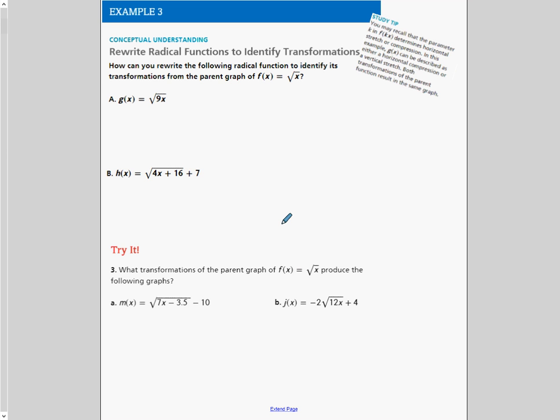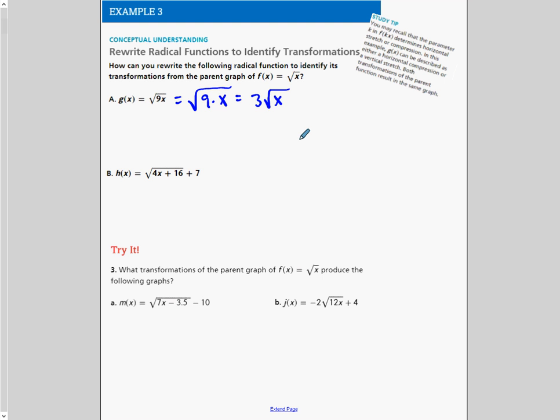All right, in example 3, it says to rewrite radical functions to identify transformations. So notice now this multiplier, this 9 and then the 4 in B, inside the square root. So what we're going to do here is apply what we did in the last section. We're going to split up 9 times x, and since we can take the square root of 9, we're going to bring it out as a 3. Square root of 9 is 3.